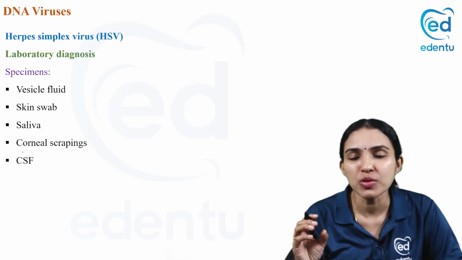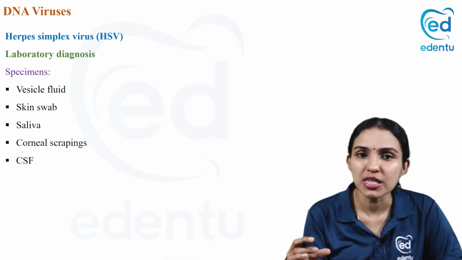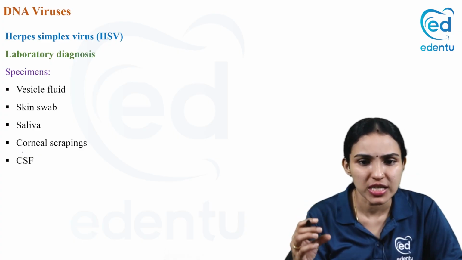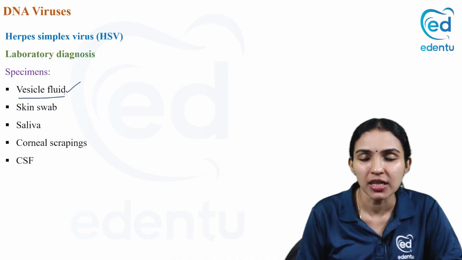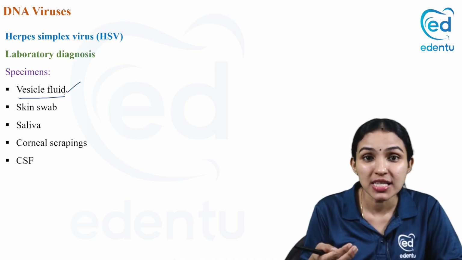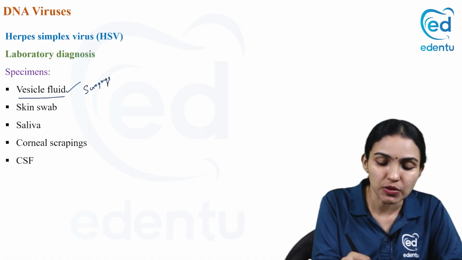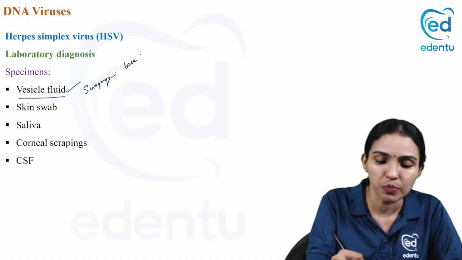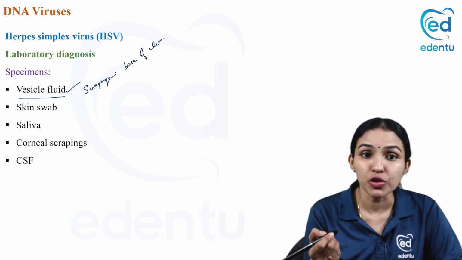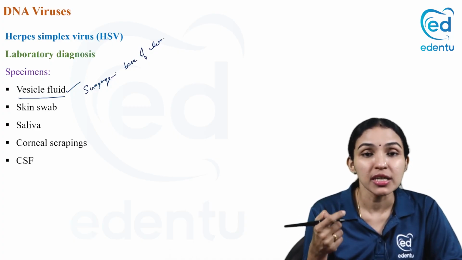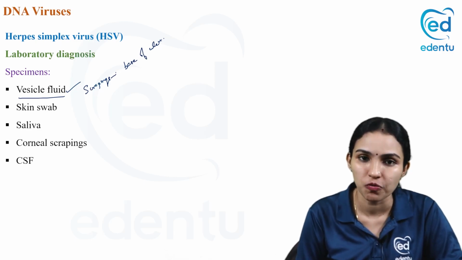So how will you diagnose an HSV infection? You have to take samples. What kind of samples can you take? If the patient has vesicular lesions, you can take the vesicle fluid. That is the best sample that you can take. Or you can take scrapings from the base of the ulcer. That will be very good if you take the scrapings from the base of an ulcer produced by HSV. You can take a skin swab, or a salivary sample, corneal scrapings in case of keratoconjunctivitis, and CSF in case of meningitis.